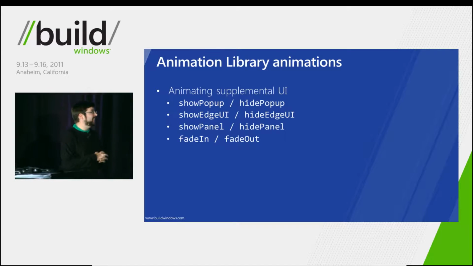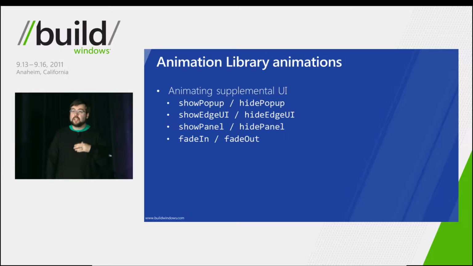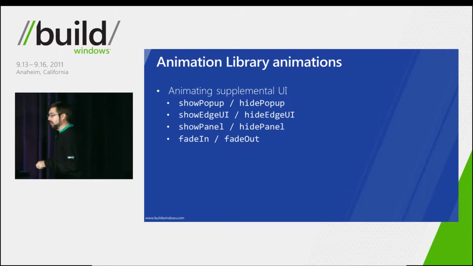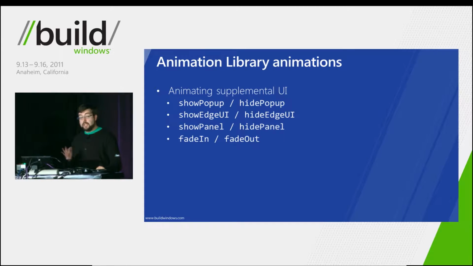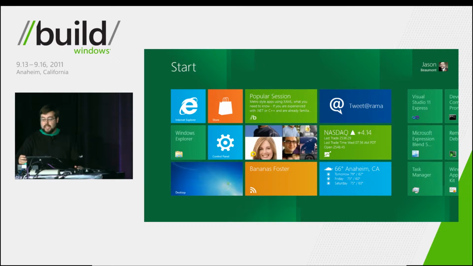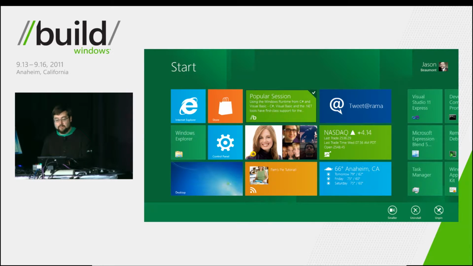The next set of animations are pretty fun. They're what a lot of our controls like flyouts and the app bar use. And these are animations for bringing some of your controls in or out of the screen, for animating supplemental UI, as we call it in nerd parlance. And here's some examples of this. If I go back to start again and I tap on my user tile, see how I animate in the flyout there. Or if I select an app, you see the app bar animating in and out from the bottom.